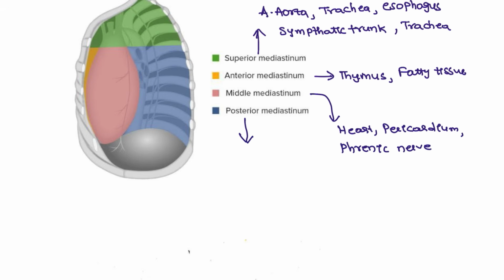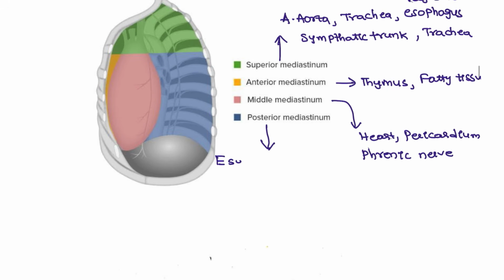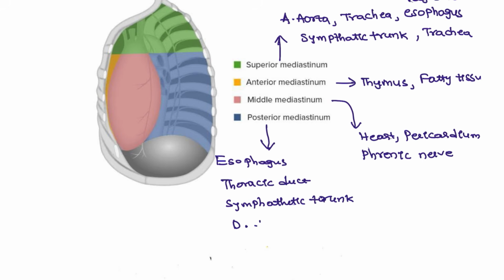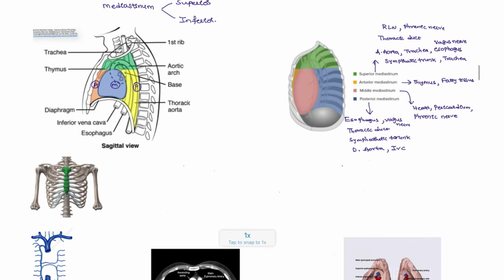Next, the posterior mediastinum. In the posterior mediastinum, we have the esophagus. Again, there will be the thoracic duct. Again, there will be the sympathetic trunk. And along with that, there will be the descending aorta, and also the inferior vena cava and vagus nerve. So these are the important points you have to remember about the mediastinum.